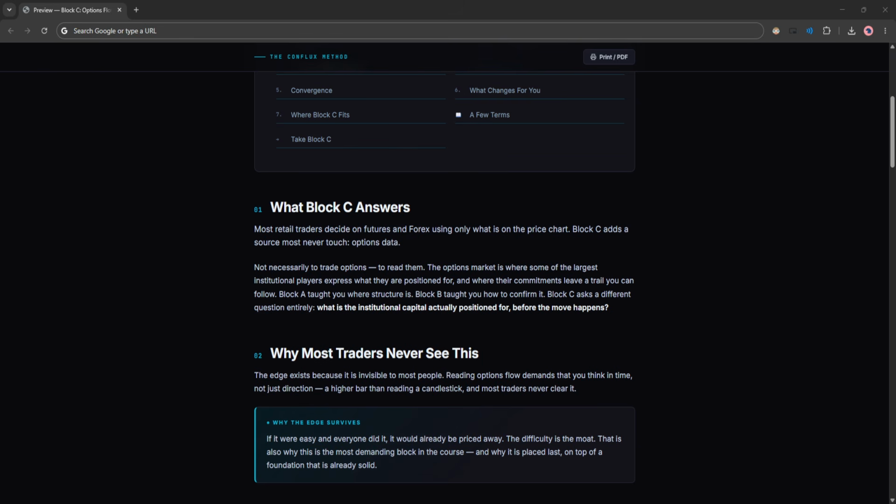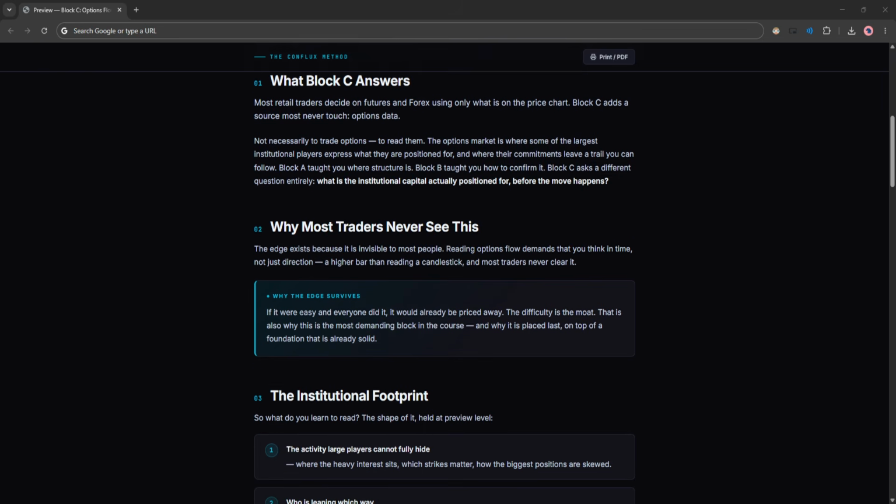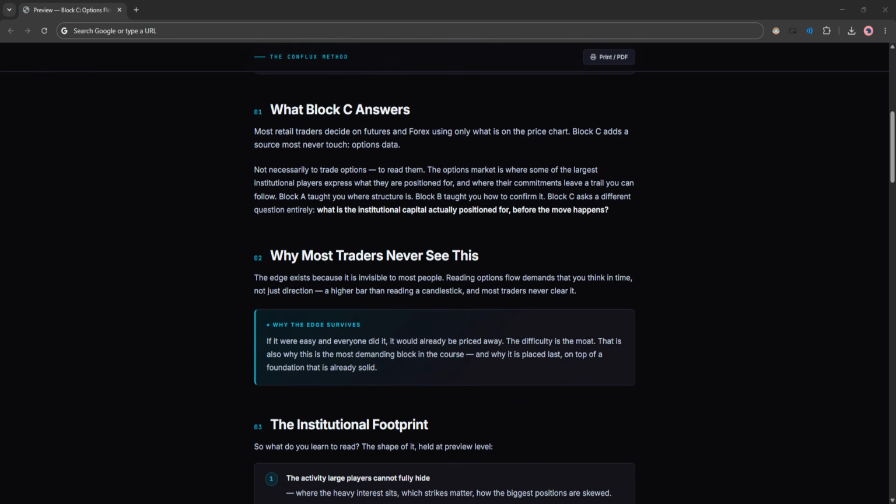Most retail traders make decisions on futures and Forex using only what is on the price chart. Block C adds a source of information that most of them never touch: options data. Not to trade options necessarily, to read them. Because the options market is where some of the largest institutional players express what they are positioned for, and where their commitments leave a trail you can follow, if you know where to look.